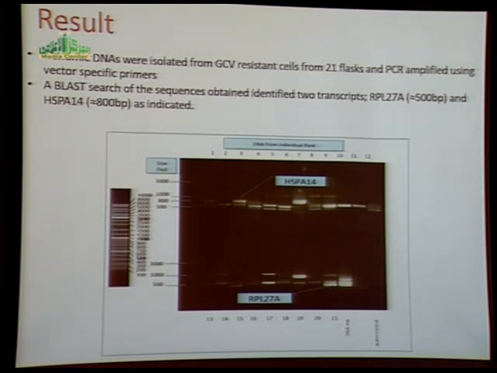I was able to isolate different GCV-resistant cells from around 21 flasks out of 25 transfections. These isolated cells were PCR amplified and directly sequenced. The image here represents the different band sizes. Each band is expected to be a different target gene for this microRNA. The direct sequencing result and the BLAST analysis came out with the identification of RPL27A and heat shock protein 14.